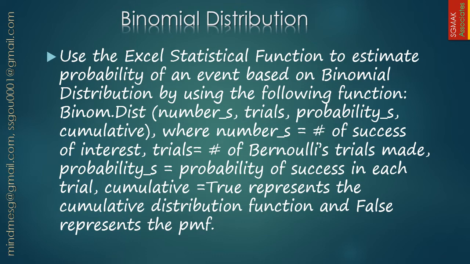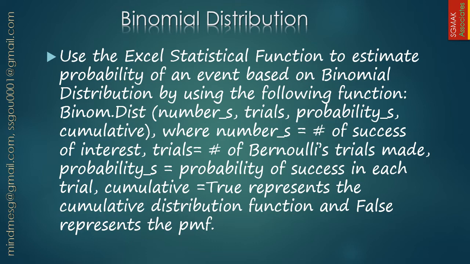So the binomial distribution in Excel requires 4 inputs. Number underscore s represents the number of successes we are interested in. Trials represents how many Bernoulli trials we are carrying out. Probability underscore s represents the probability of success in each trial.